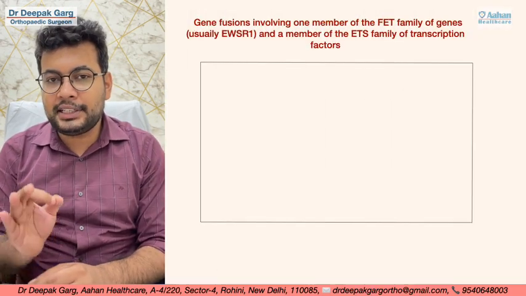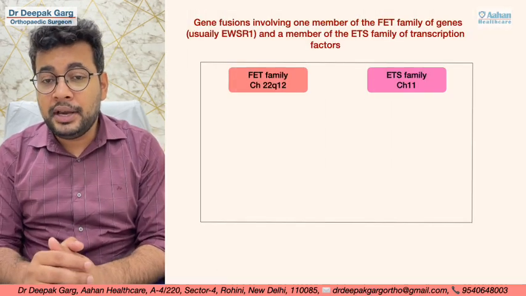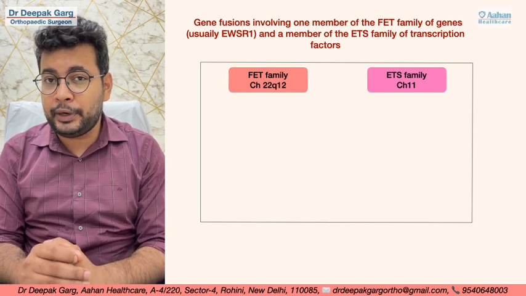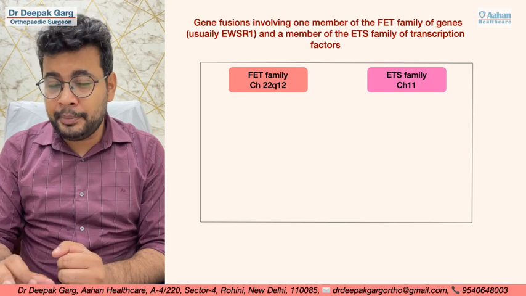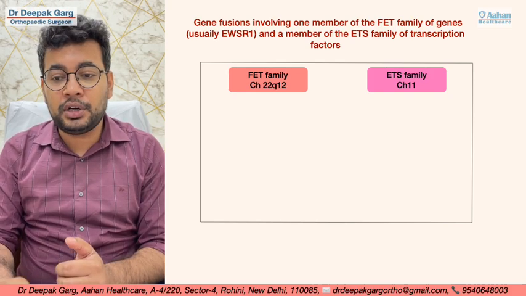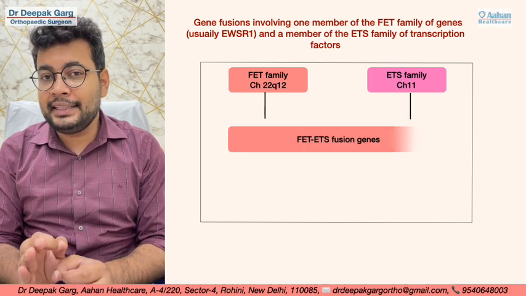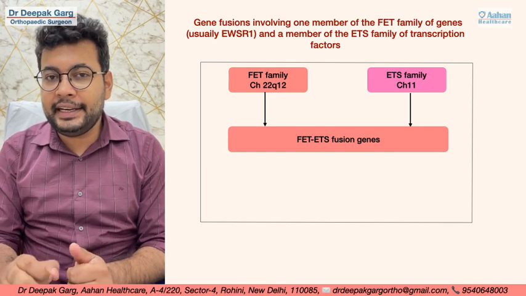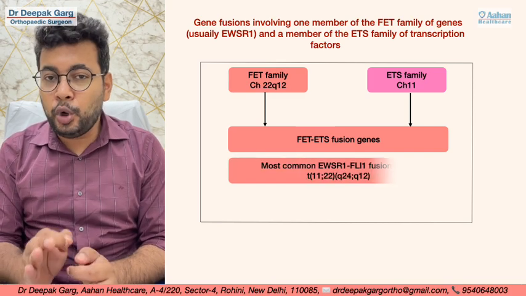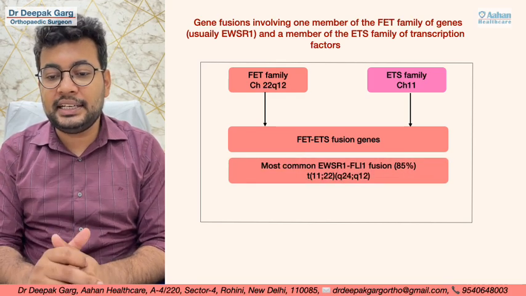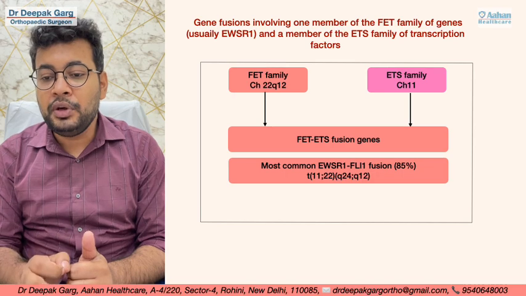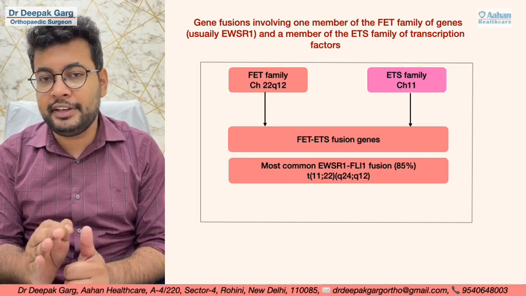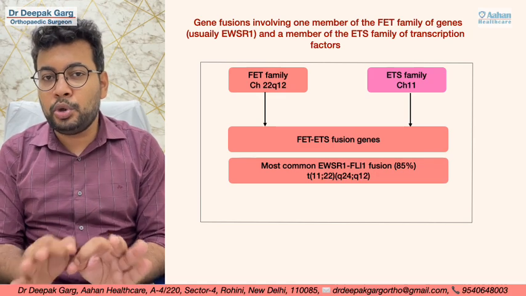Ewing sarcoma is characterized by gene fusions involving one of the members of the FET family on chromosome 22 and one of the members from the ETS family on chromosome 11, and they lead to the formation of a FET-ETS fusion gene. The most common translocation is t(11;22), which leads to formation of the EWSR1-FLI1 fusion gene, and this is the most common.